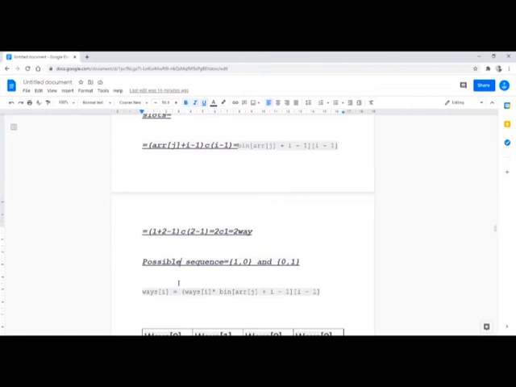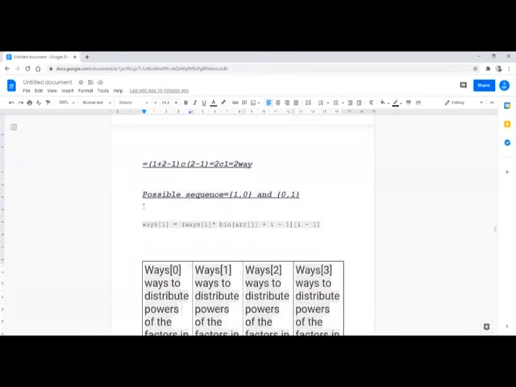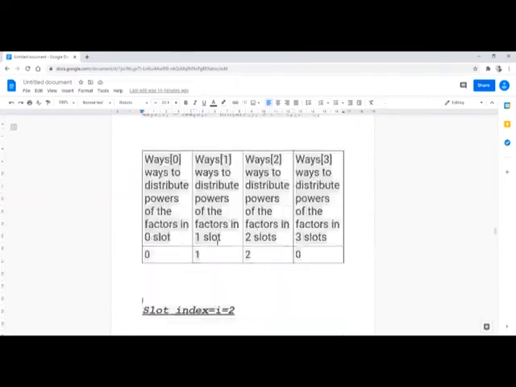The possible sequence is 1 0 and 0 1. So there's only one item and we have two slots, so we fill one and leave the other blank. That's the only possible combination. And we update ways of I as we multiply the ways calculated here, and that is ways of I multiplied by the binomial coefficient of array of j plus I minus 1 c I minus 1. So we update 1 into 2, which is 2 here.